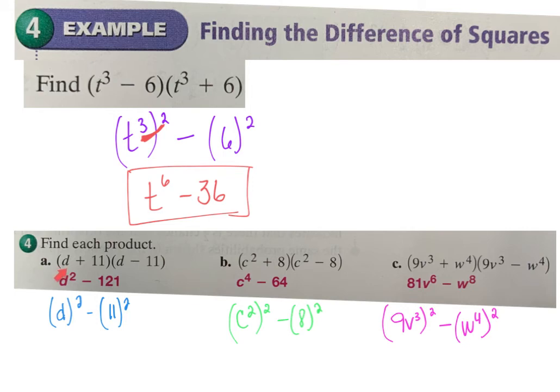So on the first one, you square the d. That's where you get the d squared. Square the 11, 121. D squared minus 121. C squared squared. You're going to multiply those. So 2 times 2 is c to the 4th. You always double this guy. And then minus 8 squared is 64. 9v cubed squared. You're going to square the 9, 81. Square the v cubed. You double that exponent. So that's the 6th. And then square the w to the 4th. You double that exponent when you square it. So that's to the 8th. All right. A lot of times people will try to square these exponents. You're not squaring the exponent. You are power to a power. So 4 times 2, you're going to double it.